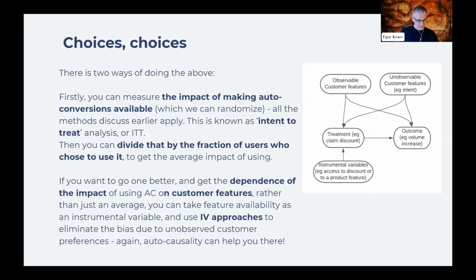However, let's suppose you want to go one smarter and want to have not just the average impact of customers using the feature, but the dependence of that impact on customer features. And that's what's called instrumental variable approaches. And again, there are models for this. And these models are included in the auto-causality library.